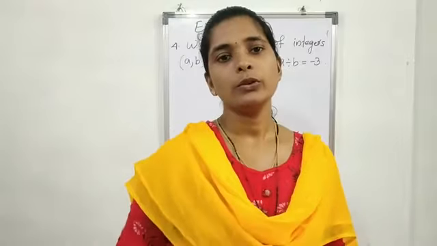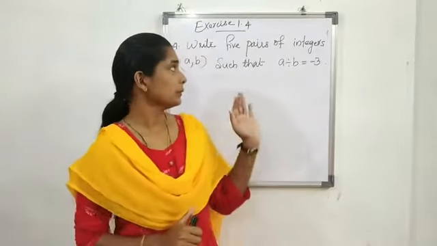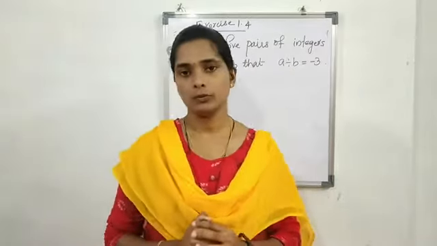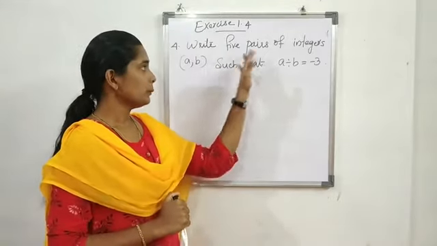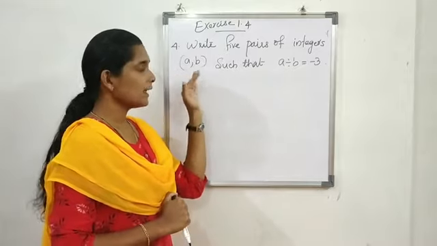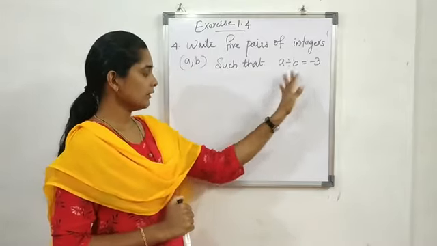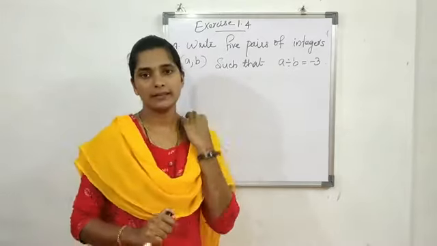Now we are going to discuss some questions from exercise 1.4. Okay, let's start our class. Write 5 pairs of integers a, b such that a divided by b is equal to -3.